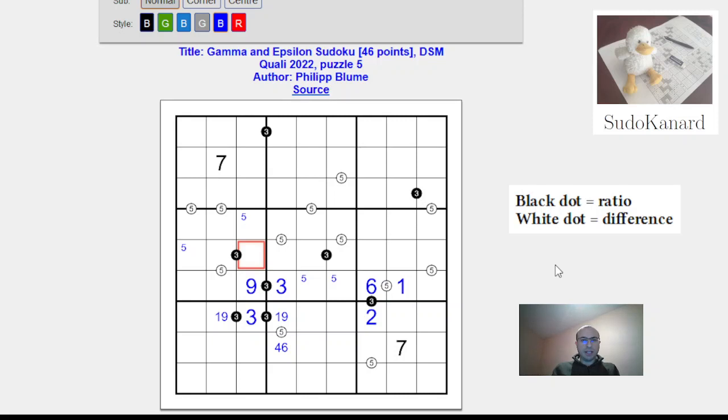This could still be a 1 here, a 3 there. Those are 2 and 6. But note that 2 here we need a 7, which is not possible. 6 here we need a 1, which is not possible. So it has to be 3 and 1. And those now must be 2 and 6. And this is 1 or 7. And this is 8.